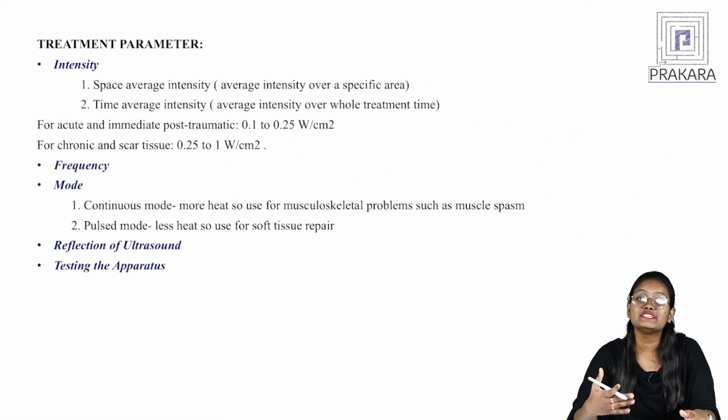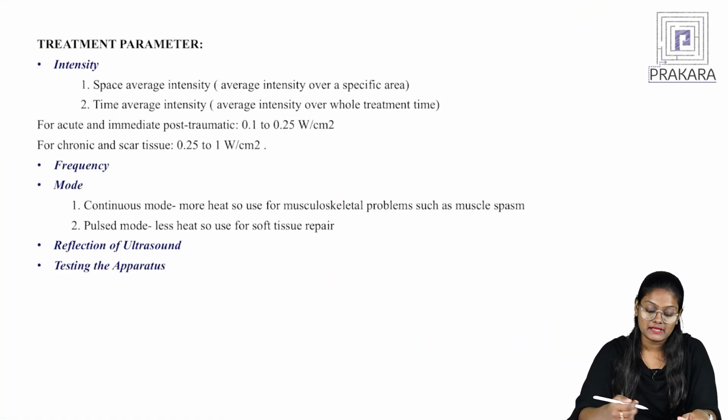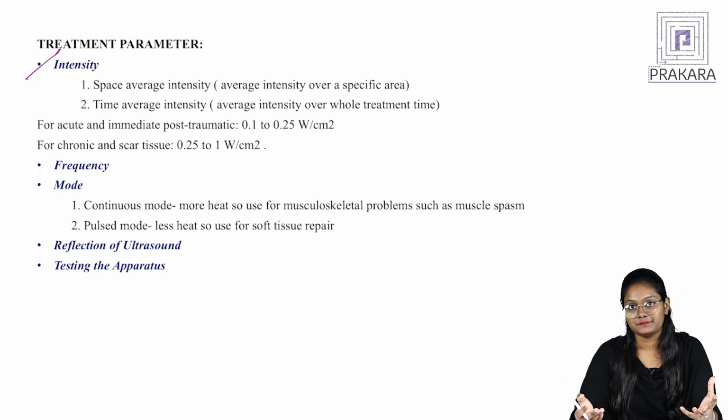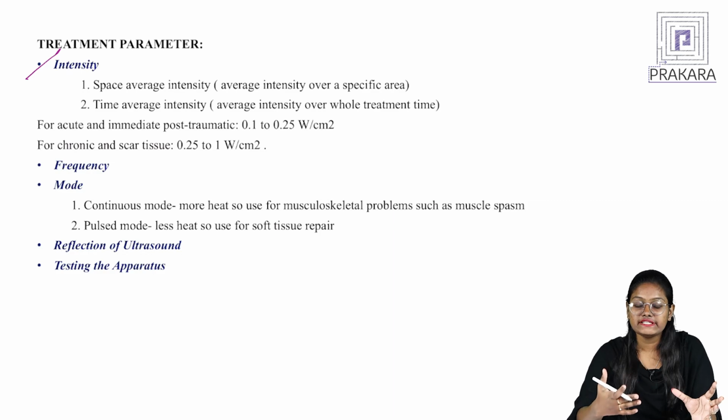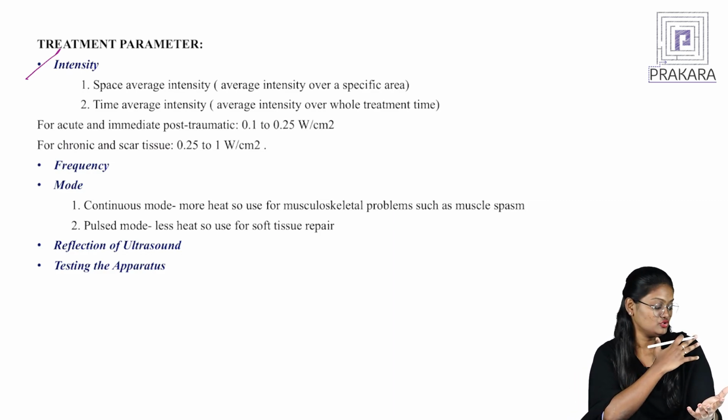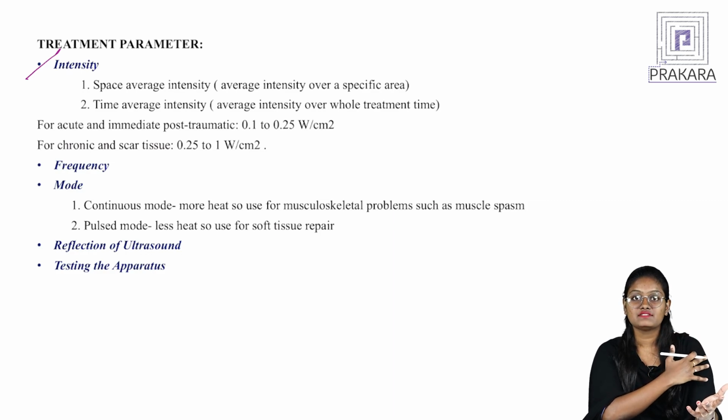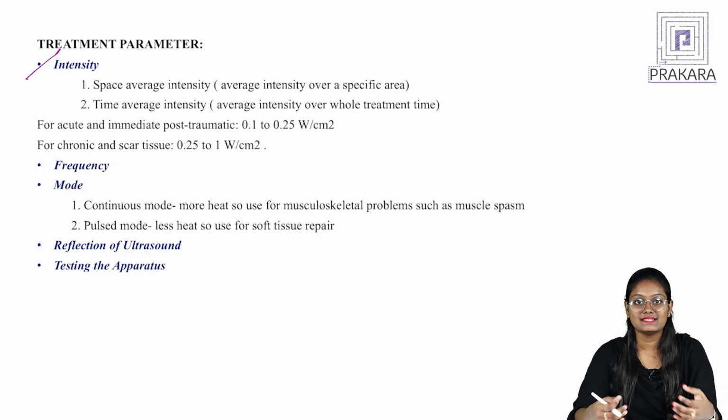Next, we have the treatment parameters. In the treatment parameters, firstly, we have intensity. Now, what is intensity? Whenever we are treating a patient, for example, let's say I'm giving ultrasound on the patient's shoulder. This area consists of bones, tissue, ligaments, etc.